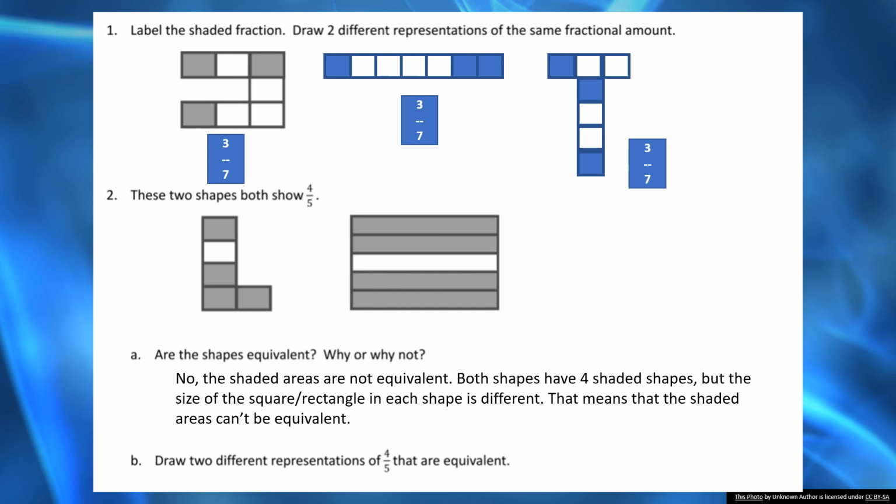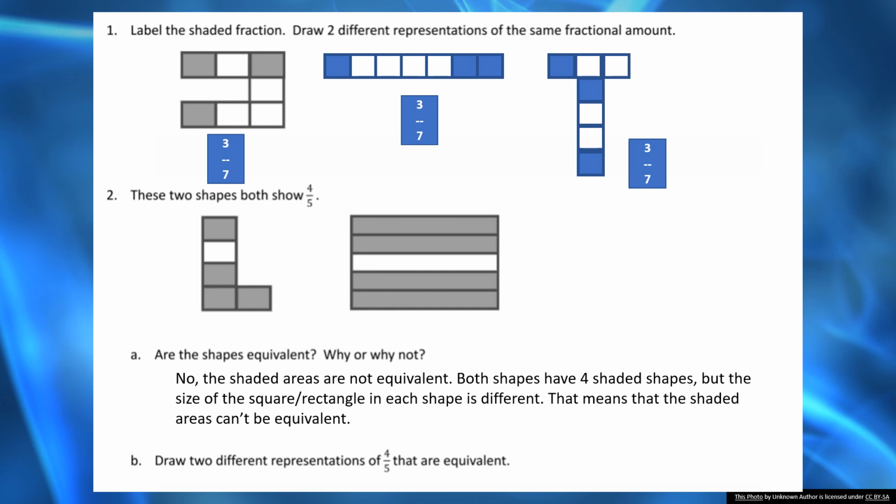Both shapes have 4 shaded shapes, but the size of the squares or rectangles in each shape is different. That means that the shaded areas can't be equivalent. Now, if you need to pause your video to write the explanation that I have on my screen, go ahead and do so now. All right. Letter B says draw two different representations of 4/5 that are equivalent.